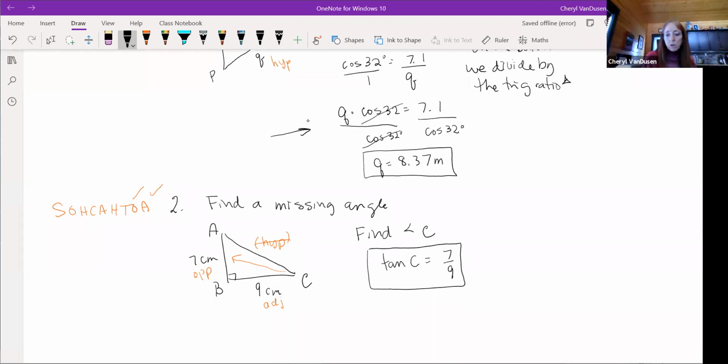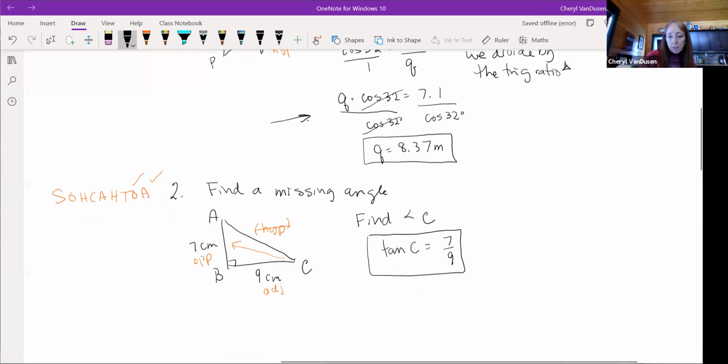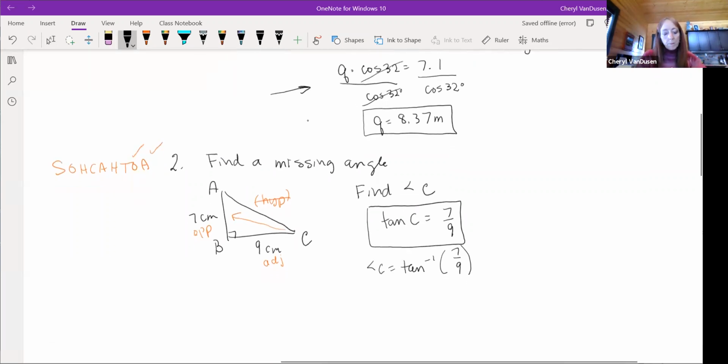I know sometimes students skip this statement when they're trying to find missing angles, and I really like to encourage you not to skip this. Now, the next step, we need to ask our calculator to find the angle given this. So we set up and write this. Tan to the -1 is telling our calculator that we want to find out what angle will produce a tangent of 7/9.